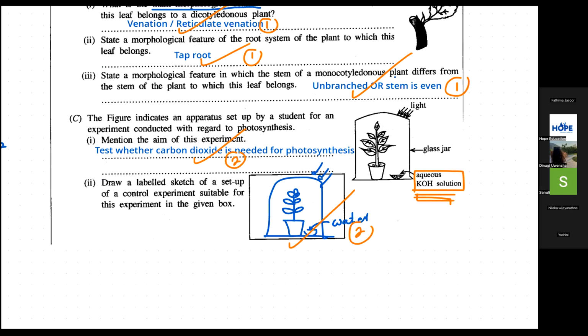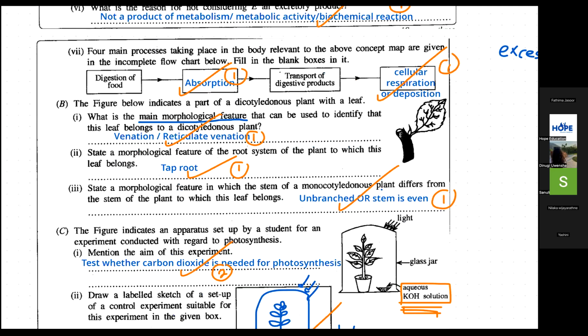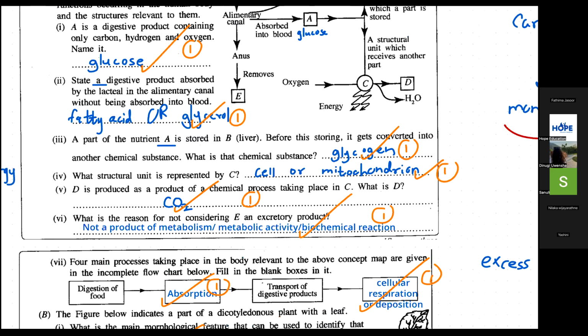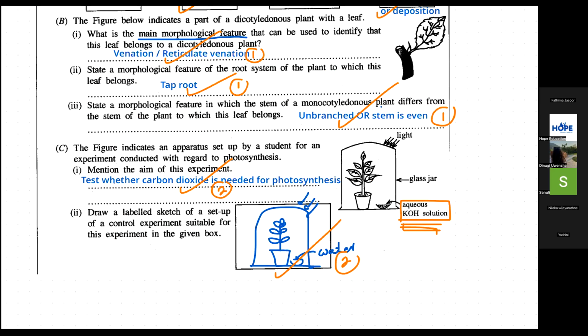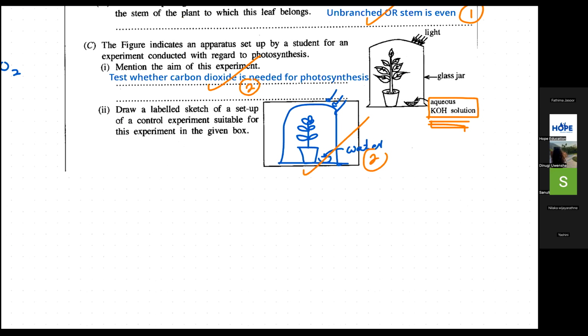So 2, 4, 5, 6, 7, 8, 9, 10, 11, 12, 13, 14, 15. So yes, tell me how many marks you got out of 15. How many marks did you get out of 15? Okay.